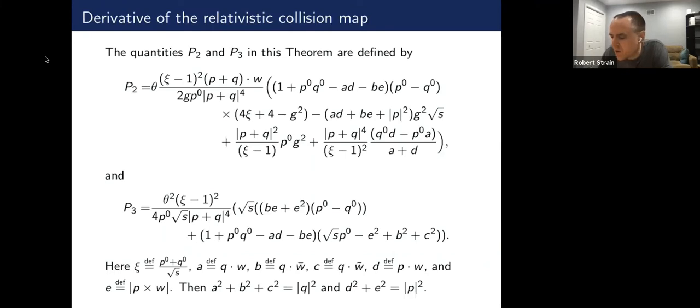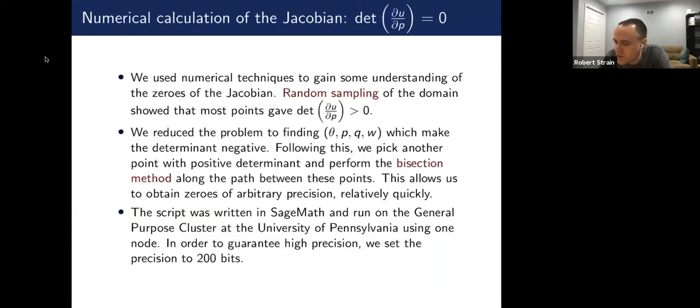And so this is the Jacobian determinant of the derivative of the collision map. And in order for this to be a change of variable, we would want that determinant to be strictly positive. However, that doesn't seem to be the case. So we used numerical techniques to gain some understanding of the zeros of this Jacobian, and random sampling of the domain showed that most points gave the determinant to be positive. And so we wanted to find zeros of this determinant. And so we reduced the problem to finding values which make the determinant negative.